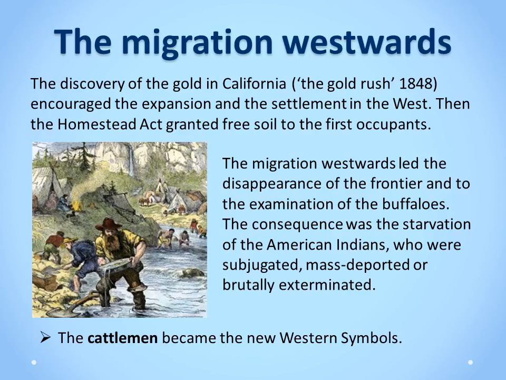The migration westwards. The discovery of gold in California, the Gold Rush of 1848, encouraged the expansion of settlement in the West. Then the Homestead Act granted free soil to the first occupants. The migration westward led to the disappearance of the frontier and the extermination of the buffaloes. The consequence was the starvation of the American Indians, who were subjugated, mass deported, or brutally exterminated. The cattlemen became the new Western symbols.